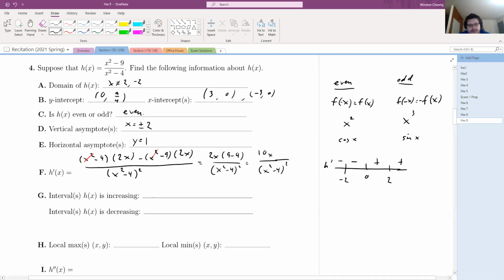Intervals increasing, decreasing, well, I just read it off. So 0 to 2, union 2 to infinity, decreasing minus infinity to minus 2, union minus 2 to 0. Local max, there aren't any, right? Local min, it's at 0. So it's going to be 0, comma and then I plug in. So it wants me to write it in coordinate form. So I figure out what this actual coordinate is. It's going to be 9/4.